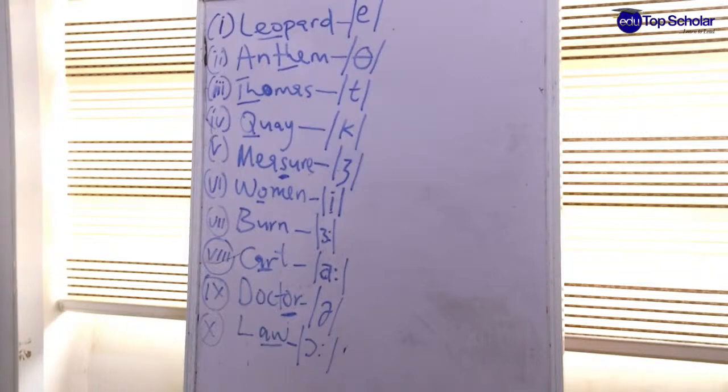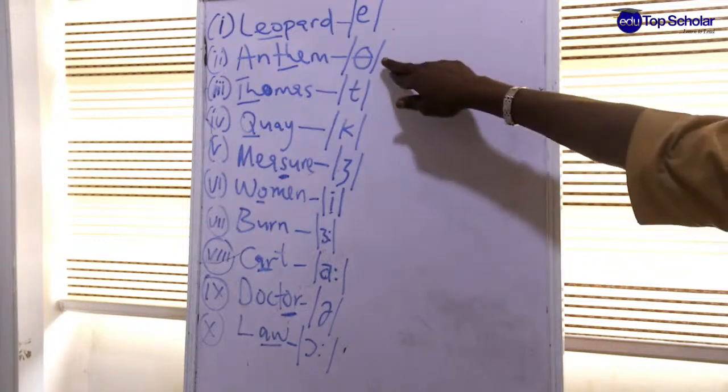The next word is anthem. Notice the way I pronounce it, anthem. The sound you have there is a dental sound. It is not an alveolar sound. Alveolar is ta, like you have in toad. But that is not what you have there. The one you have there is what you have in both. So anthem has the voiceless dental fricative. Tha. Anthem. That is the symbol there.